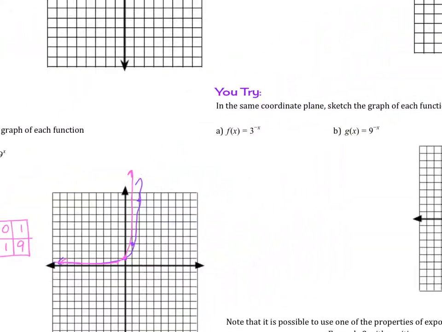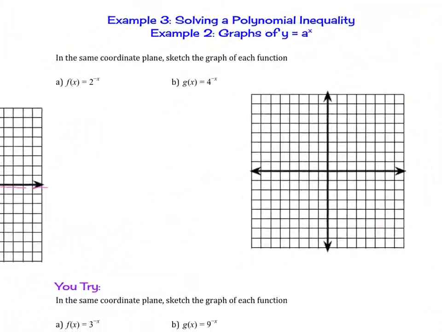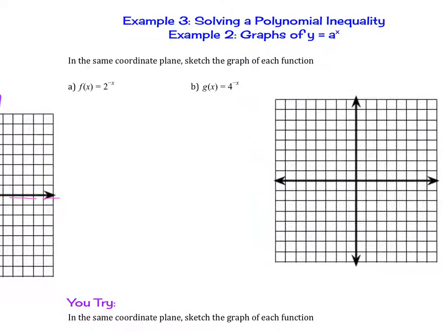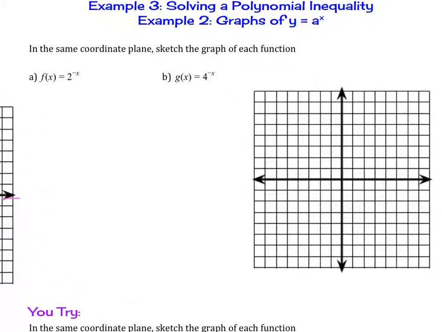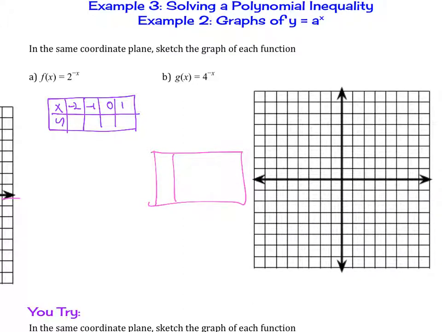Let's try to take a look at graphing y equals a to the x. So we're going to sketch 2 to the negative x and then 4 to the negative x. And so again, we pick values to graph. And so I'm going to choose negative 2, negative 1, 0, and a positive 1 here. And then for our 4 to the x, we'll do the same thing. So we will choose negative 2, negative 1, 0, and 1.